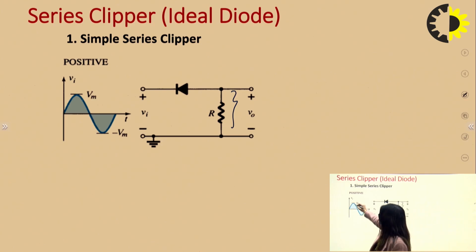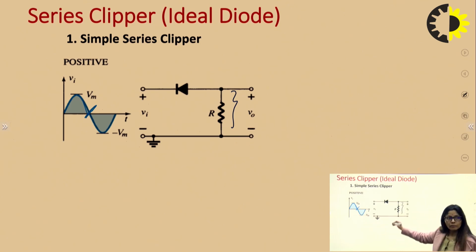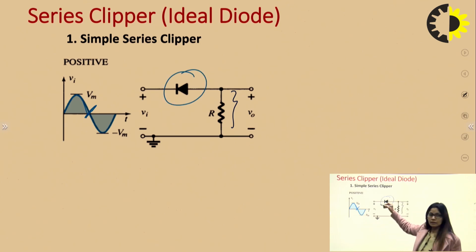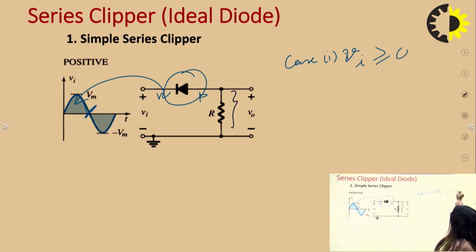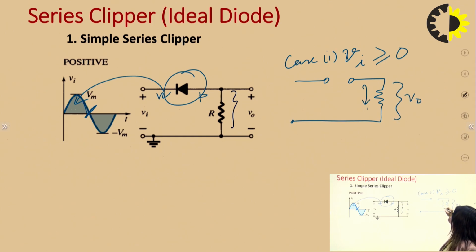Here, during the positive half cycle of the waveform, the diode is connected such that the N terminal is here and the P terminal of the diode is here. N is connected to the positive side, so it is reverse biased. So in case 1, when input voltage Vi is greater than or equal to 0, the diode is reverse biased. It's an ideal diode, so there would be no current, I is 0 across the resistance, so there would be no voltage. So VO is equal to 0.